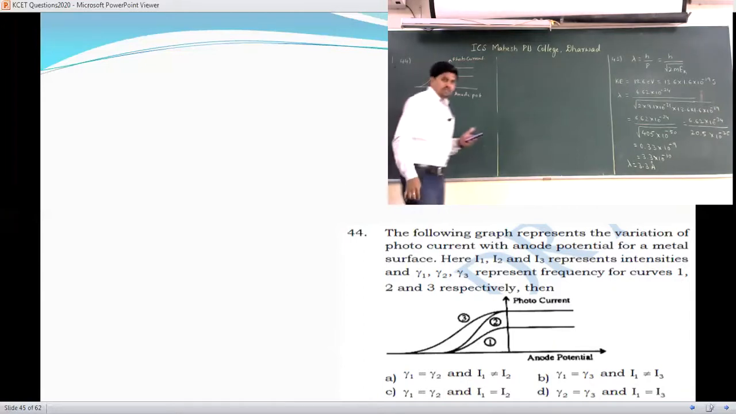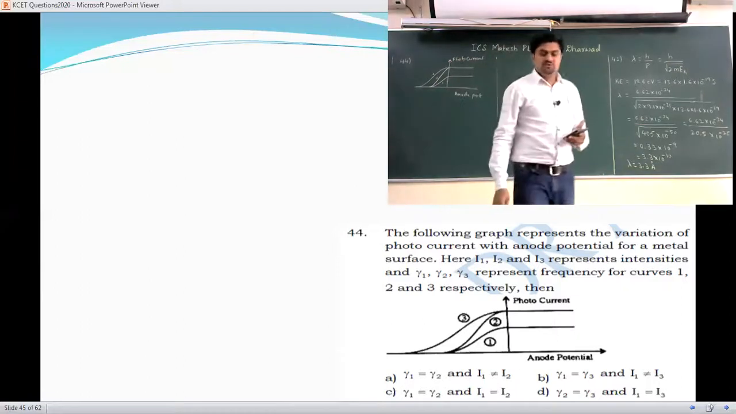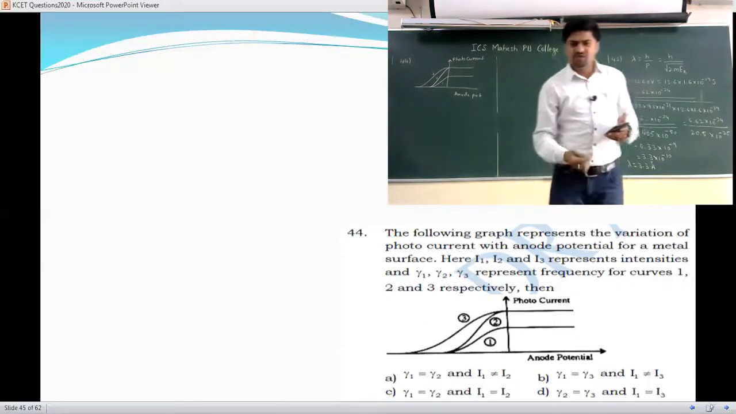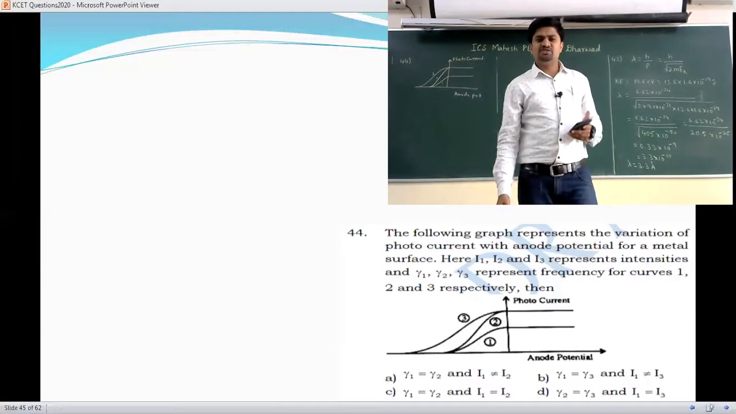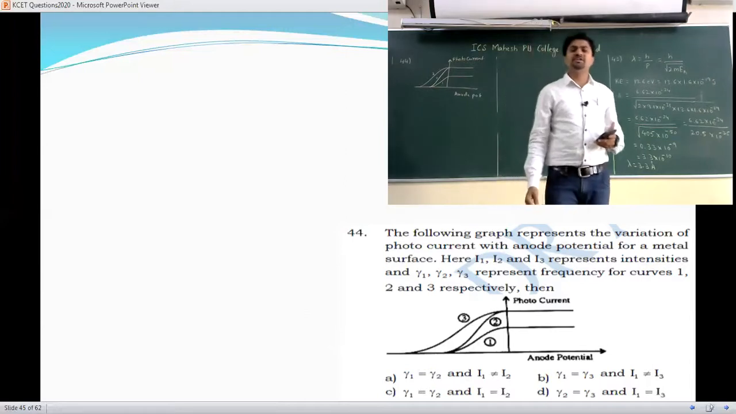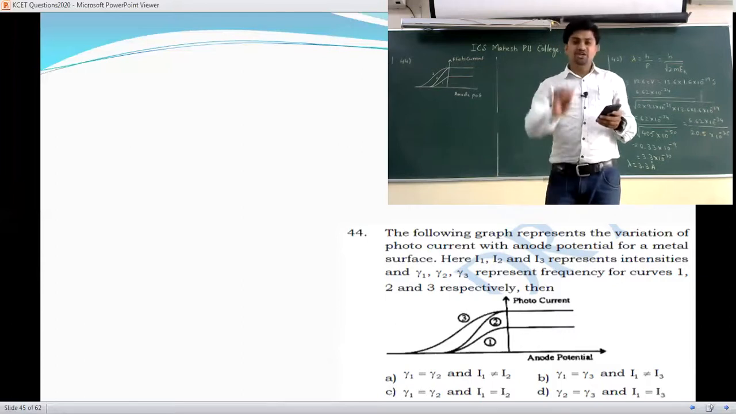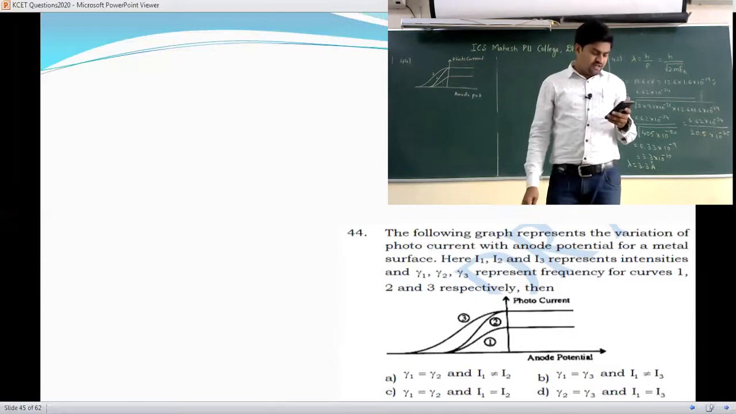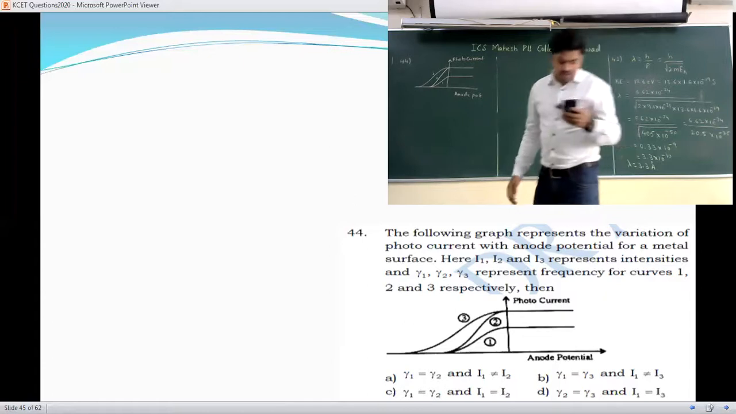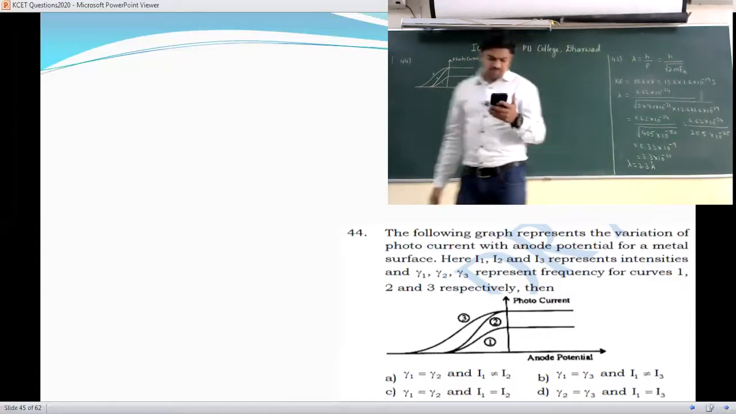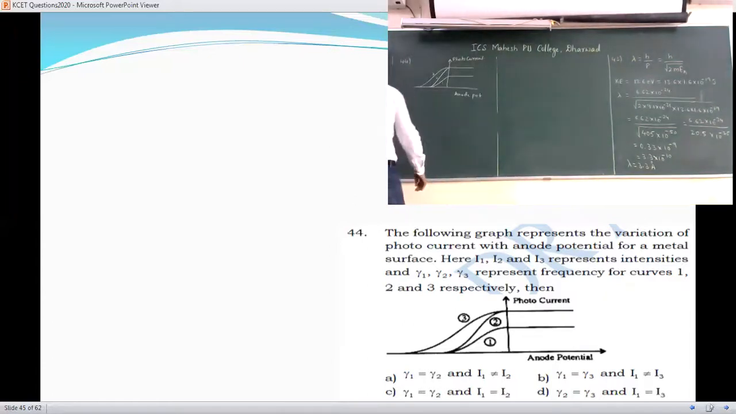Now, if you see the options they have given, it is gamma, so you can consider it as nu. It is a frequency. They are asking about frequency and intensity there. So they are giving the values for nu1, nu2, nu3, and I1, I2, I3 intensities. Okay. Now, yes, I will go to that question. So this is the graph between photocurrent and anode potential.